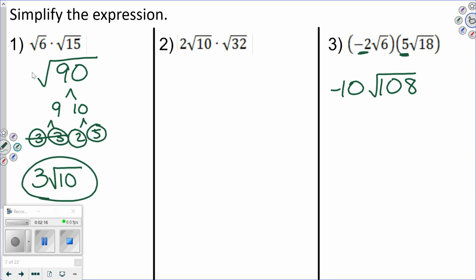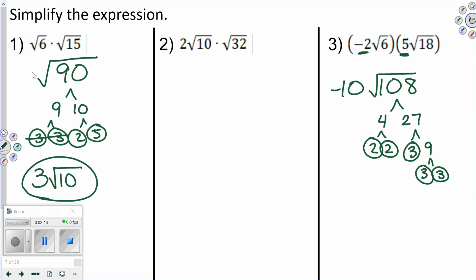Okay. And then from there, we need to try to simplify that radical. So what do you multiply to get 108? All right, so then that one's 2 and 2, 3 and 9, and 3 and 3. All right, and then we look for our pairs again.